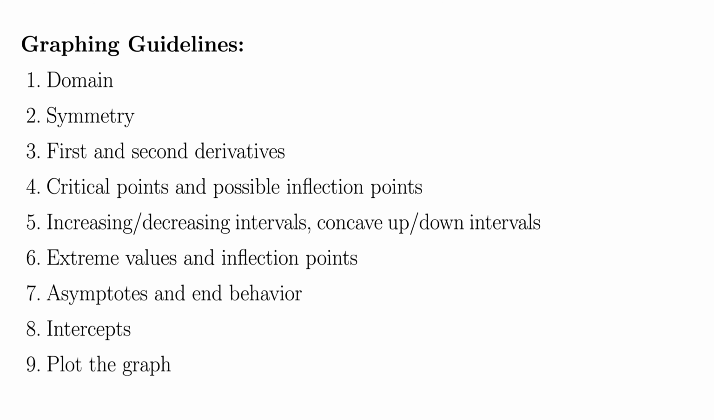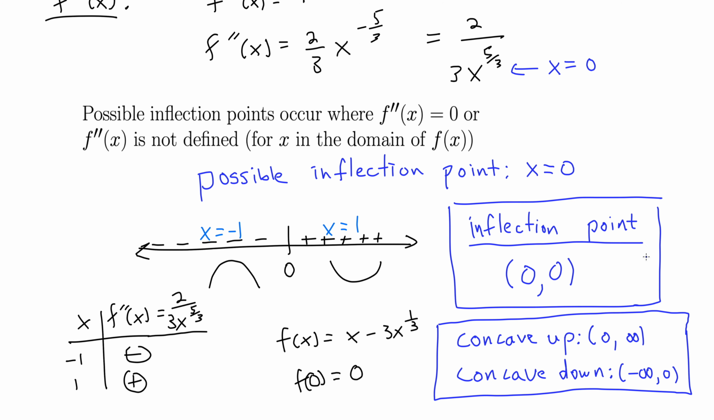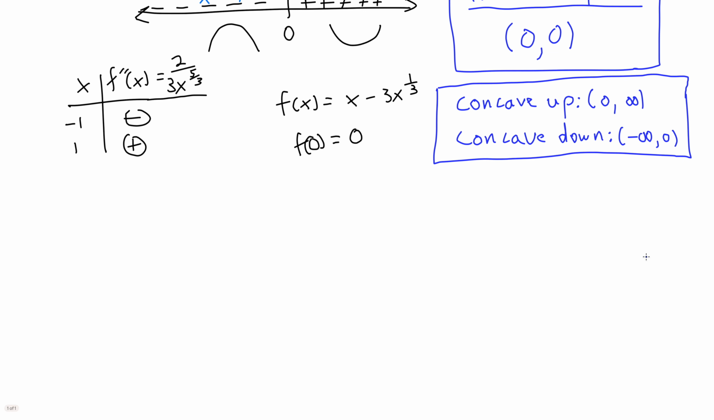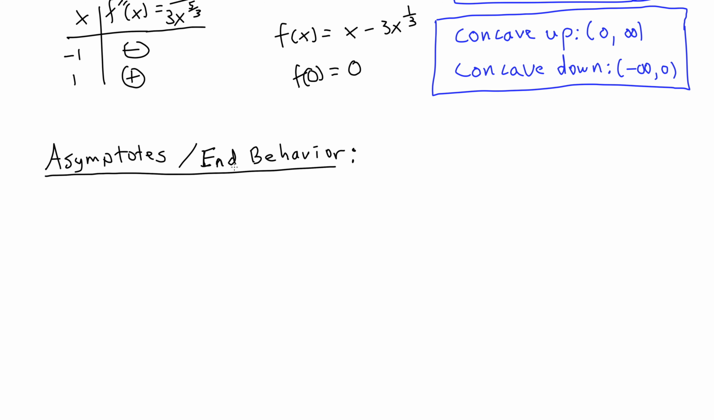Okay, so we've completed steps 3, 4, 5, and 6 to get our critical points, our inflection points, increasing and decreasing intervals, concave up and concave down intervals, and extreme values and inflection points. So now we are on to steps 7 and 8, asymptotes and end behavior, and then intercepts. Let's take a look at asymptotes and end behavior. Let's go all the way back to our original function. We keep losing it here because it scrolls off the screen, but remember our original function at the very beginning was x minus 3x to the 1/3.